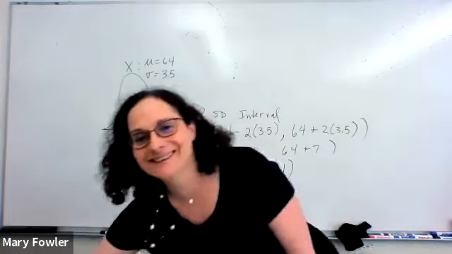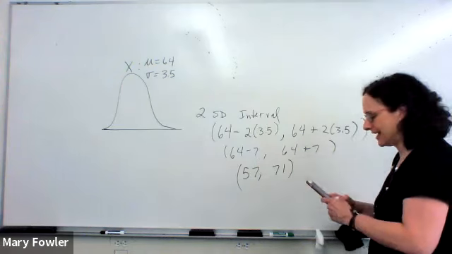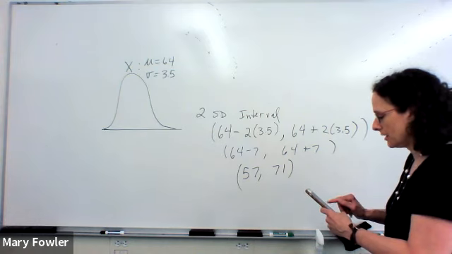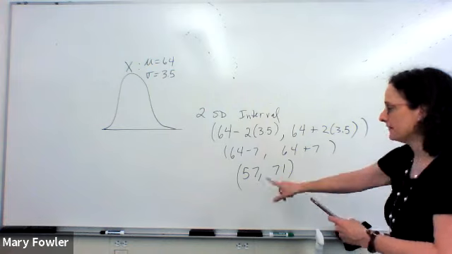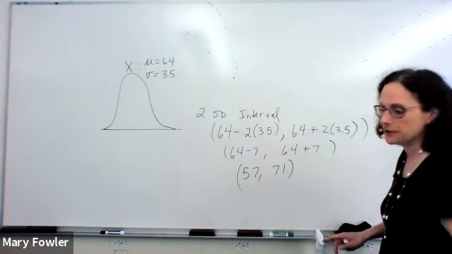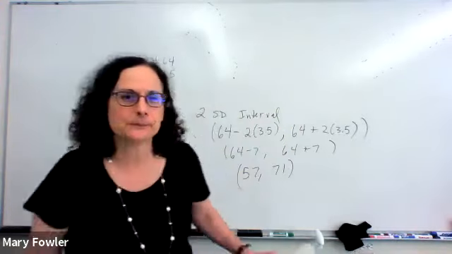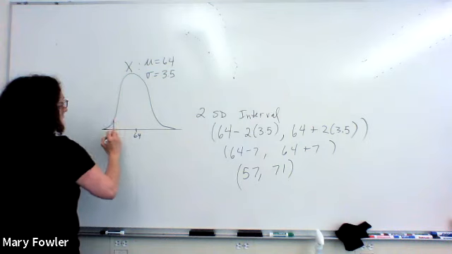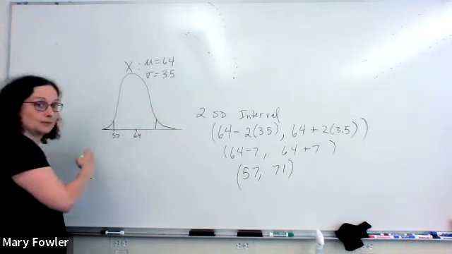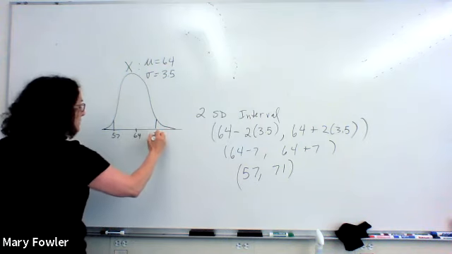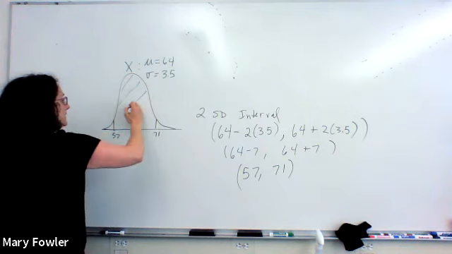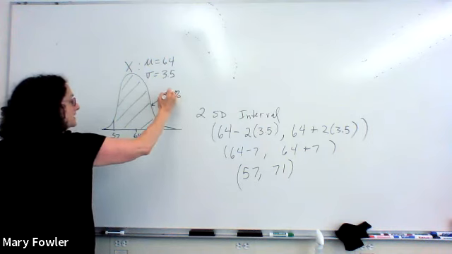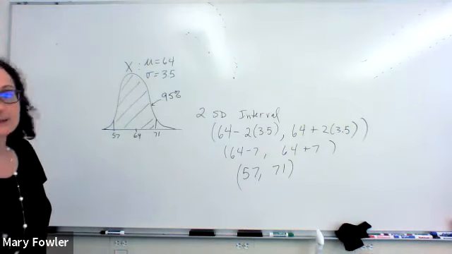And so I'm checking. What we know is that 95% of the people in this country retire between 57 years old and 71 years old. So let's go ahead and draw that on the graph here. So we have the center here at 64. We're going to move over 7 to get to 57, and we're going to move up 7 to get to 71. And what we know by the second part of the empirical rule is that 95% of our data is between 57 years old and 71 years old.